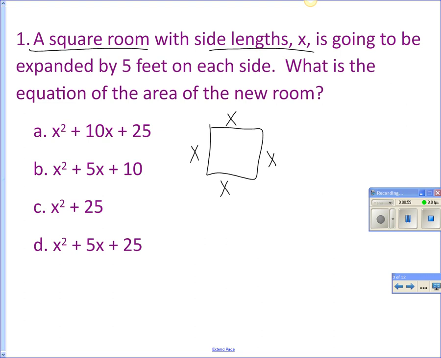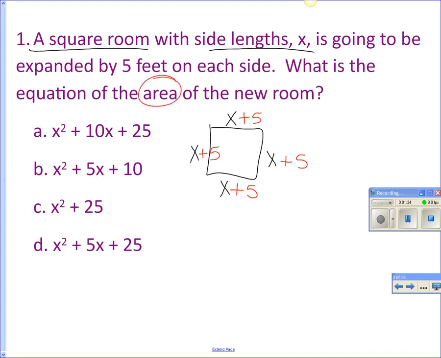Okay, now what does it tell me next? Expanded by 5 feet on each side. All right, so how do I expand something by 5? I add 5 to each side. All right. Finally, what does the actual question ask for? It wants the area.